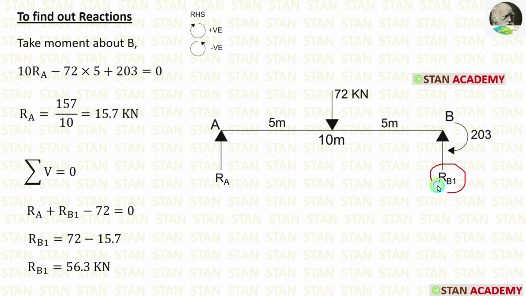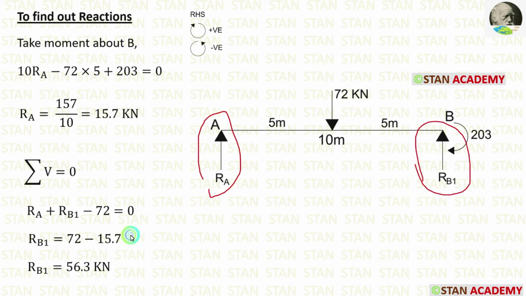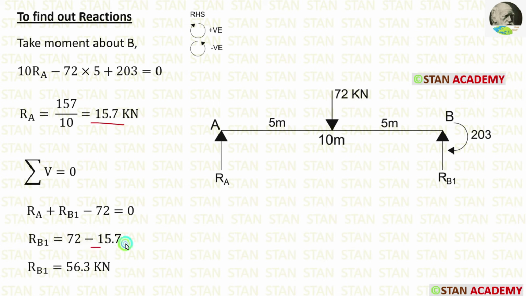To find out RB1, let us apply the rule summation of vertical forces is equal to 0. We have three vertical forces. RA and RB1 are acting upwards, so they will be positive. The point load 72 kN is acting downwards, so it will be negative. RA we have already calculated, we can apply that. After calculation, we are getting RB1 is equal to 56.3 kN.